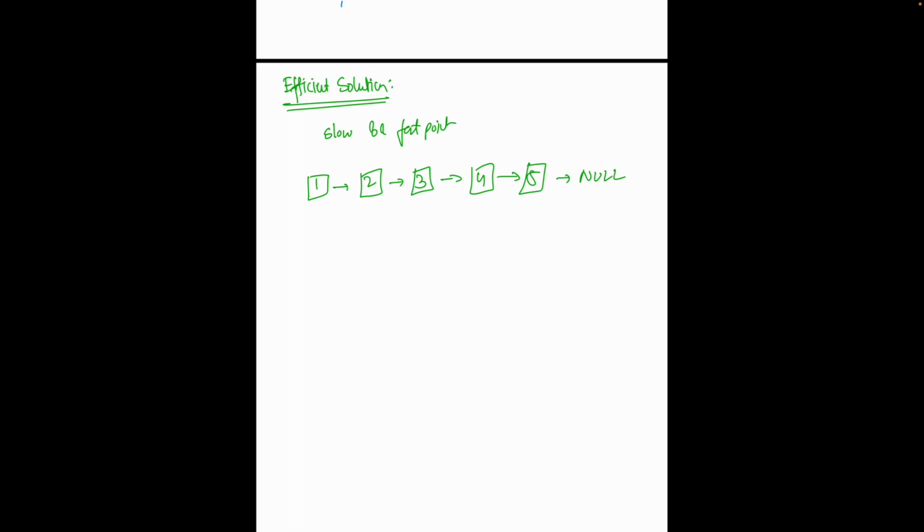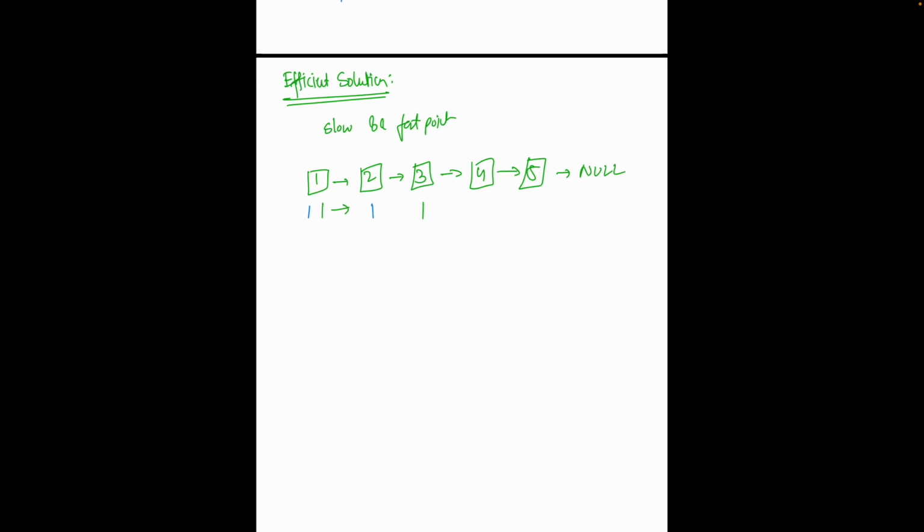So let's say this is the slow pointer. This is the fast pointer. Then when we go forward, slow will come here and fast will come here. Slow takes 1 step, while fast takes 2 steps.